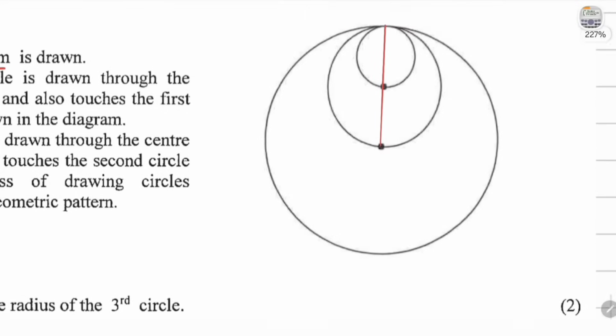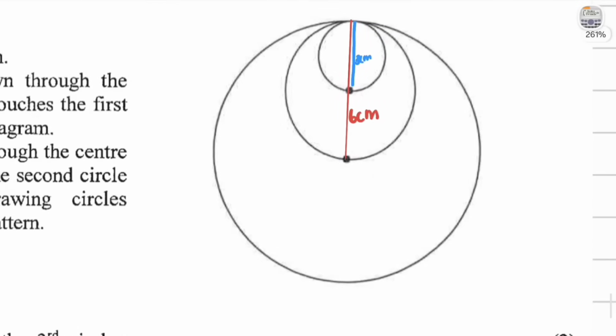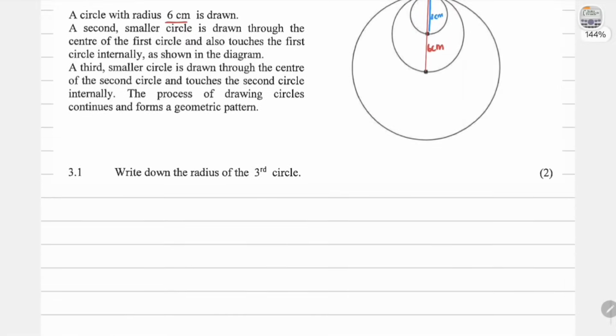So you can see what happens with these radii is you have a bigger circle with a radius of 6 centimeters. Then the smaller circle, the second one, the diameter is in fact 6 centimeters, because it touches it internally and passes the center. If the diameter is 6 centimeters, then its radius is 3 centimeters. And then, of course, the other one would also be half of this. So we can see what's happening to each radius: they just become half of what the larger circle before them was.